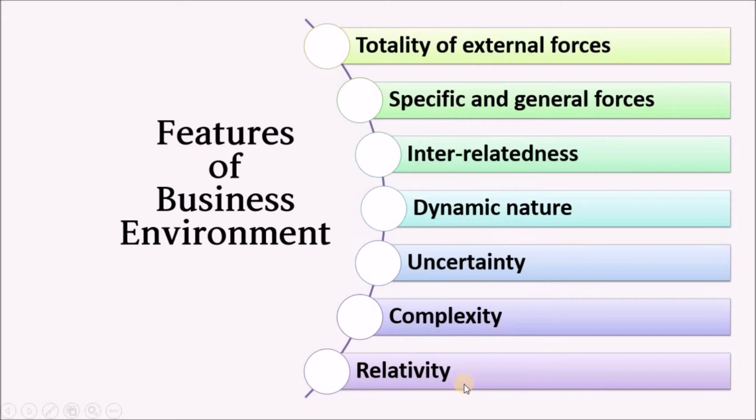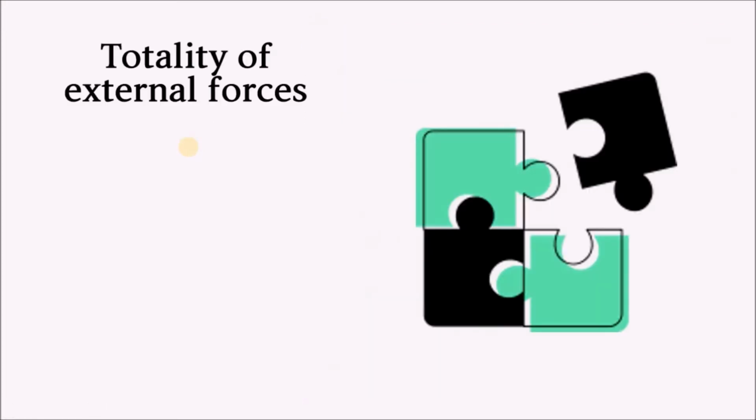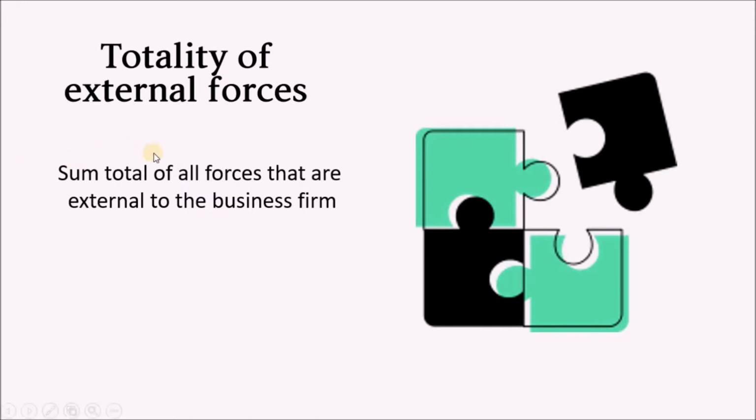So there are a total of 7 features. Instead of the word features, we can use the word nature or characteristics of business environment. So now let us discuss this one by one. So first is totality of external forces. Business environment is the sum total of all the forces that are external to the business firm.